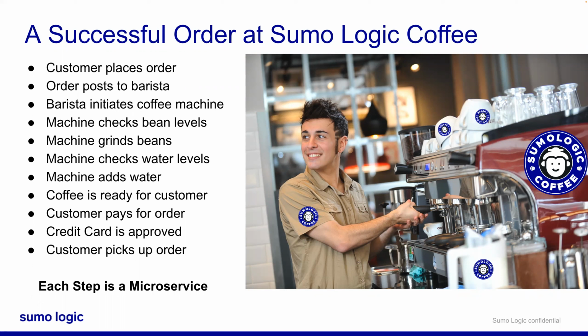Now the customer then needs to pay for that order. It needs to go through a credit card service, and then the customer will be able to pick up that order. And so, like I said, an order for a cup of coffee in a traditional just brewing a cup of coffee has essentially microservices in it.